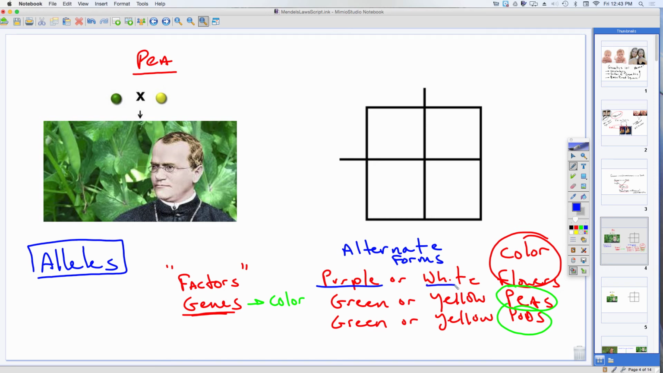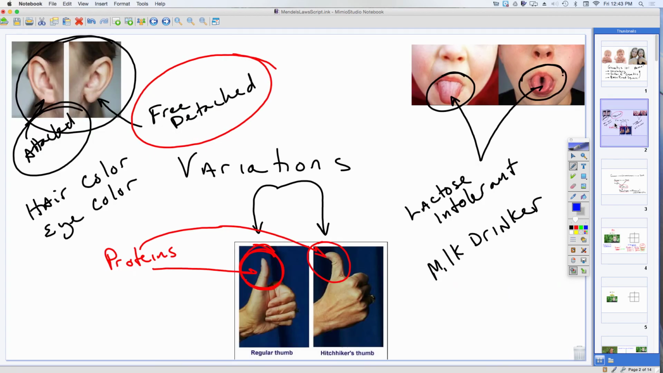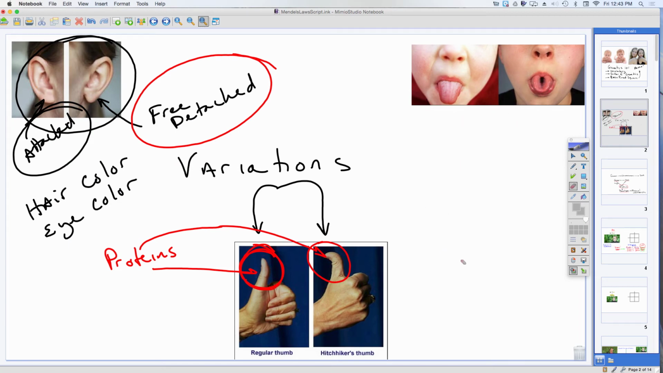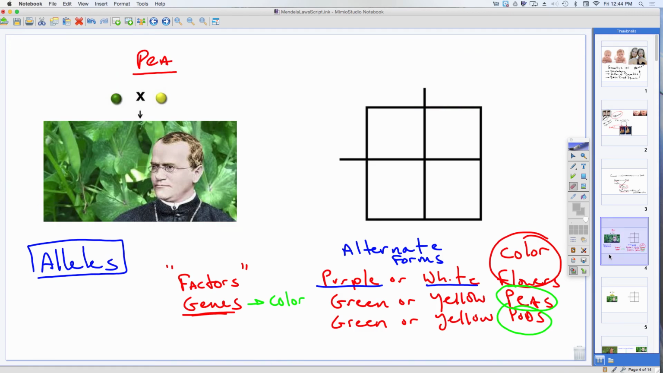So we could talk about the purple allele versus the white allele that is coded for by the gene for flower color. We could talk about green peas or yellow peas, the two alleles for pea color, and so on. So alleles are alternate forms of a gene. Therefore, here we could say that tongue rolling is a gene where you could be a roller, one allele, or a non-roller, the other allele.